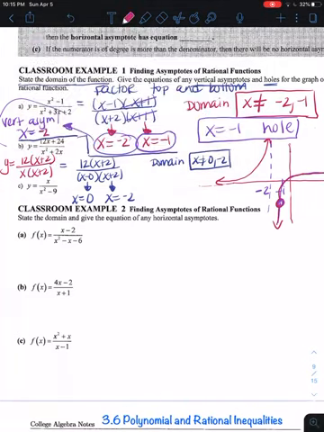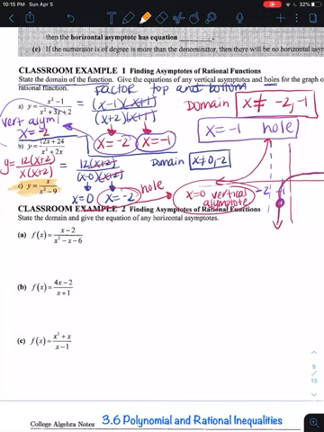To determine whether it's a hole or a vertical asymptote, you simplify the fraction. If it cancels out like the x plus 2 does, that means what I cancel out is a hole. And what's left over, x equals 0, is a vertical asymptote. All right, so all that goes with part B.